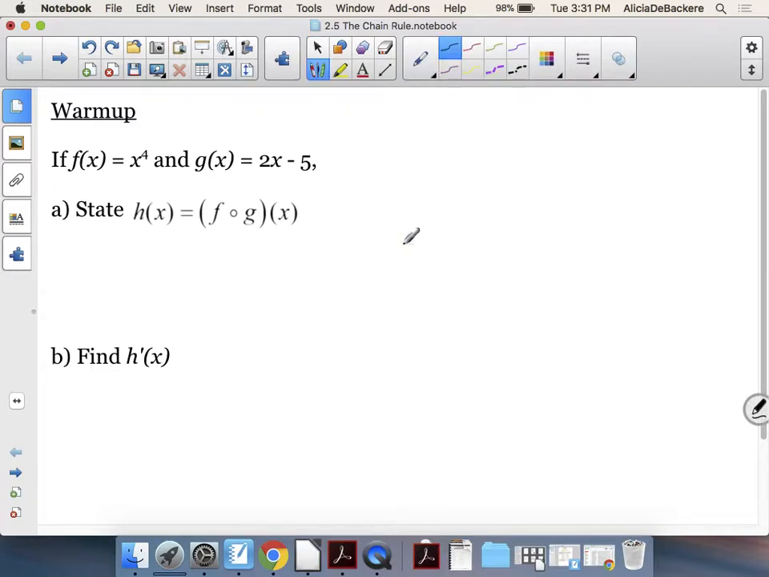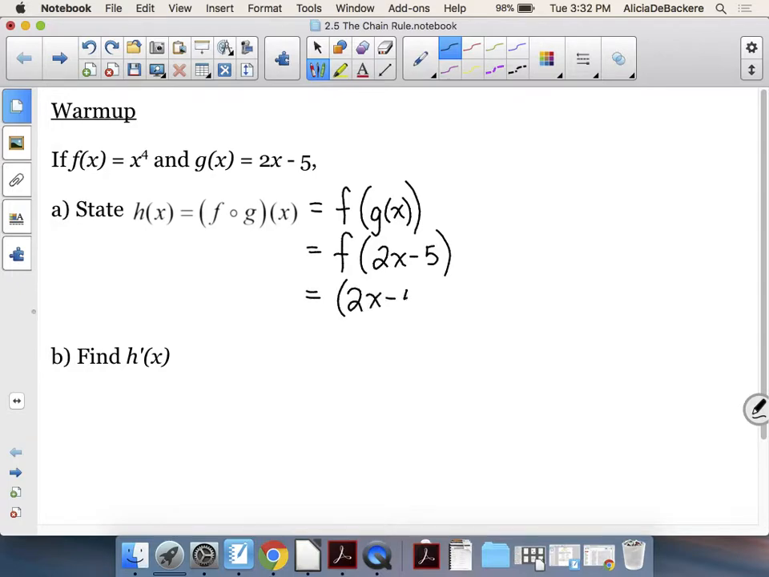So part A says to state h(x), and h(x) is equal to f composed of g of x. So I can rewrite this saying that f is composed with g of x, and that means I'm going to put g(x) inside of f(x). So I'm going to take g(x), 2x minus 5, and put it in for all of the x's in my f(x) function. So that becomes (2x minus 5) to the power of 4.